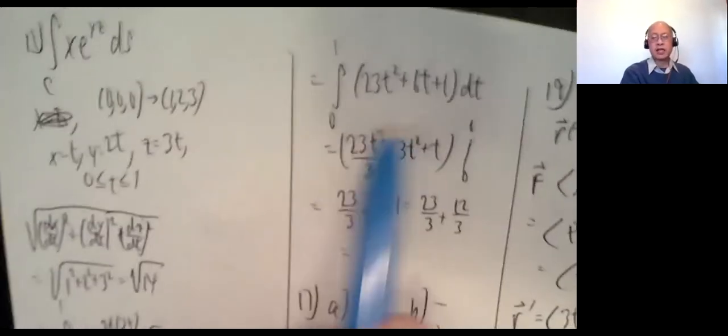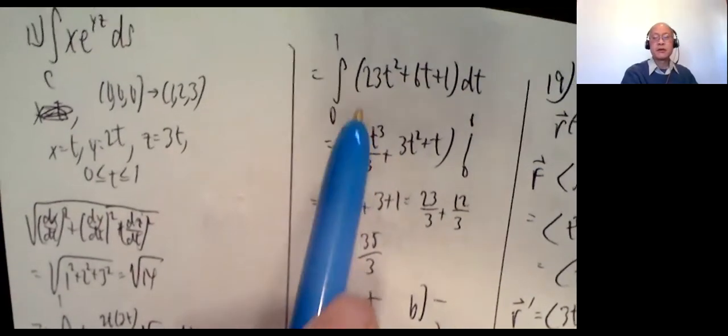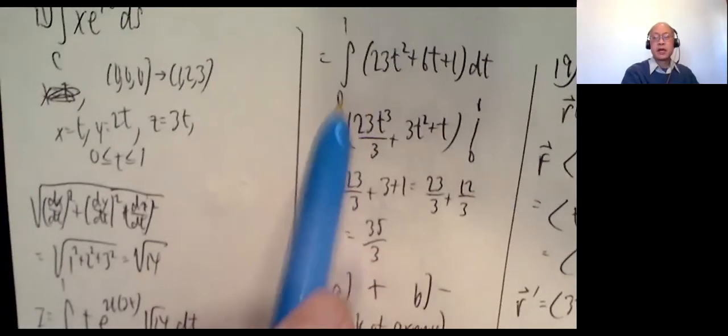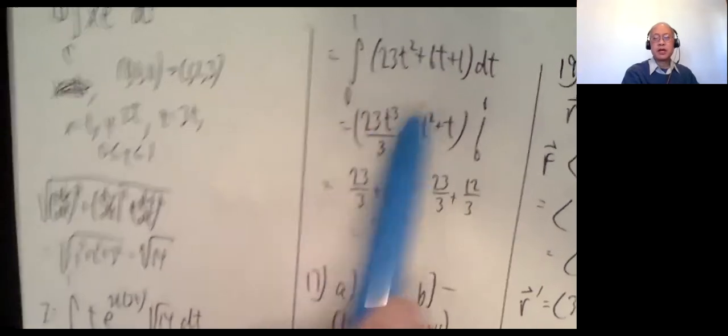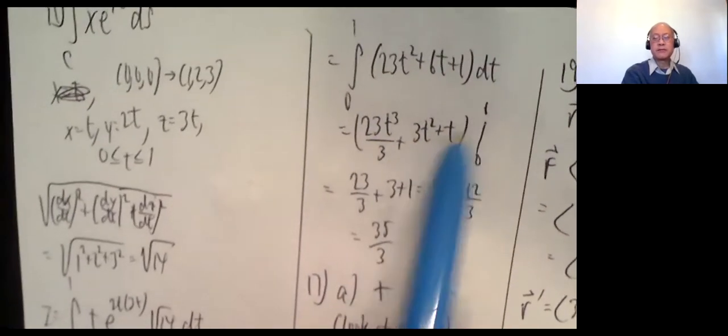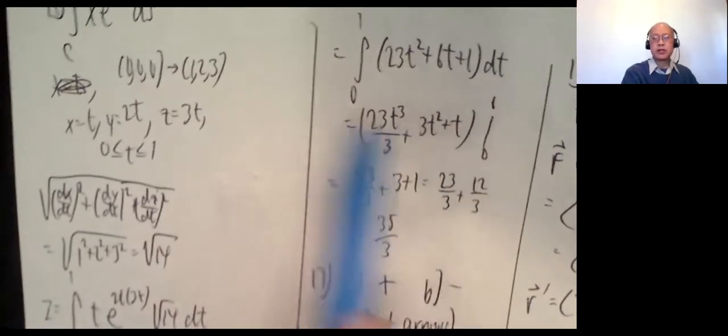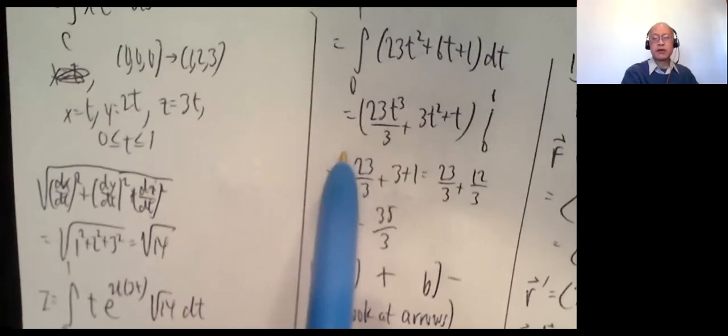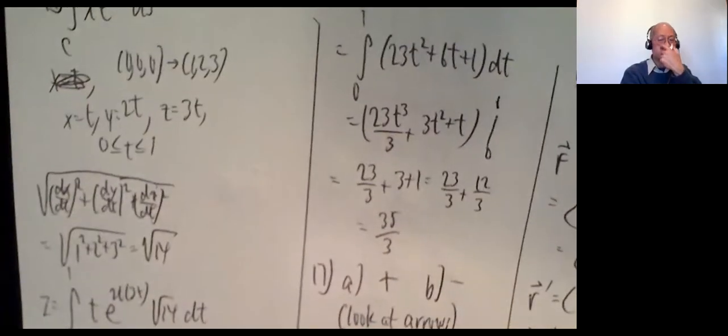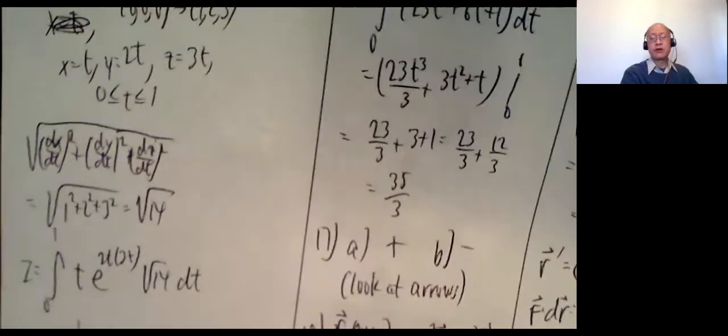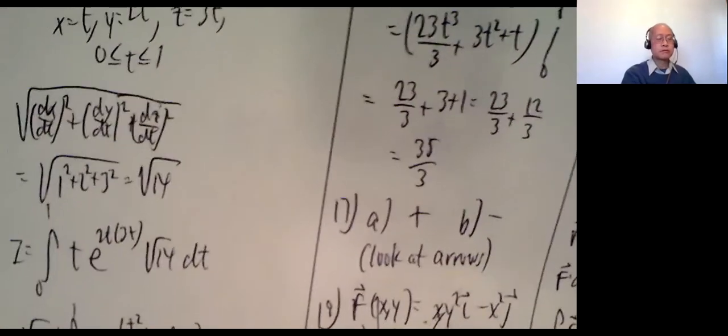And now that's a fairly easy integral. Okay, so 23t cubed over 3 plus 3t squared plus t. From 0 to 1, plug in 0, you get 0. Plug in 1, 23 over 3 plus 3 plus 1. 3 plus 1 is 4. 4 is 12 over 3. Final answer, 35 over 3.